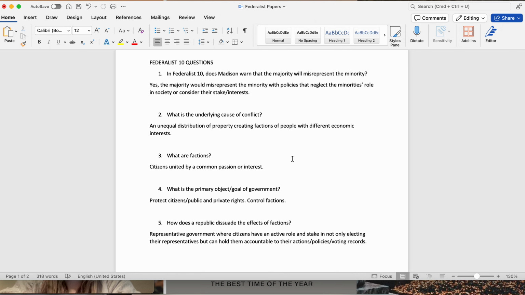And then the last question for Federalist 10 is, how does a republic dissuade the effects of factions? It's through the representative government. So citizens have an active role and a stake in both electing their representatives and holding their representatives accountable.